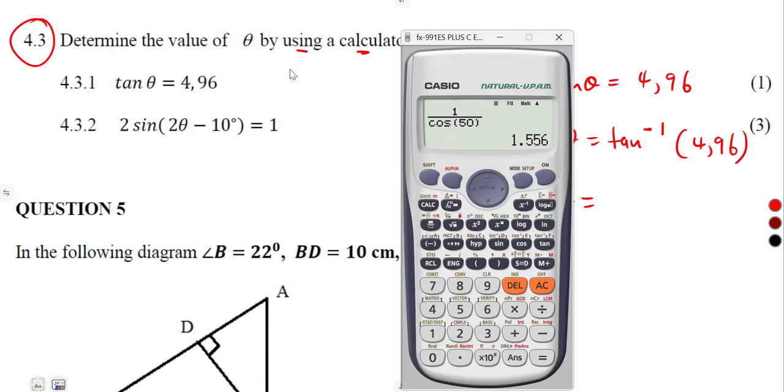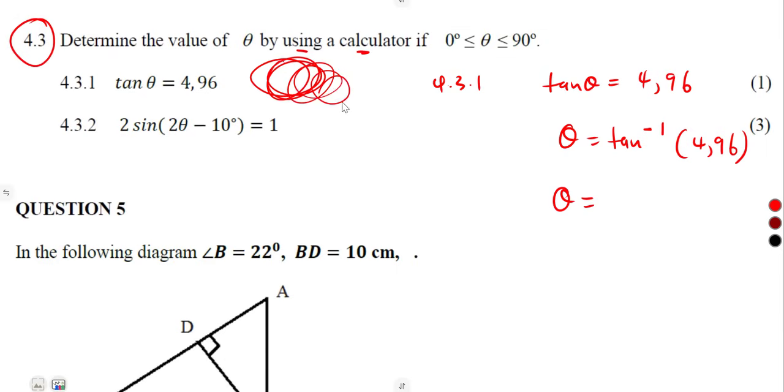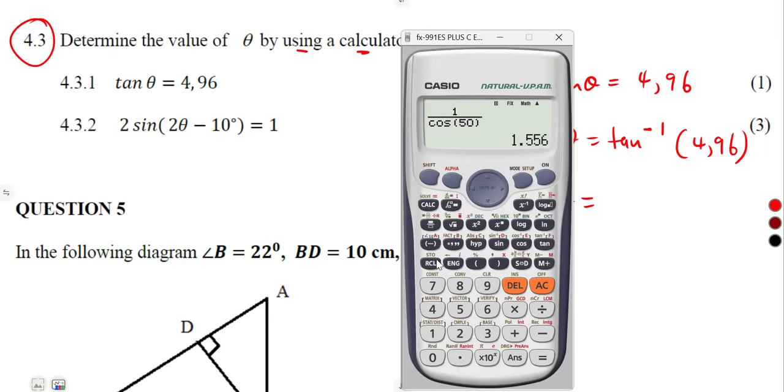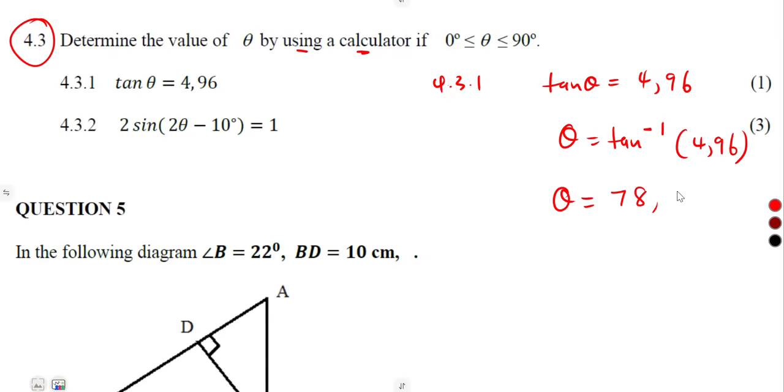So here we are not told about the degree of accuracy. Is it 3 decimal places? Is it 2 decimal places? We go back to the instruction that we're given on the question paper. They said 2 decimal places. So we must fix back our calculator to 2 decimal places. So arctan of 4,96 is going to be 78,60 degrees.